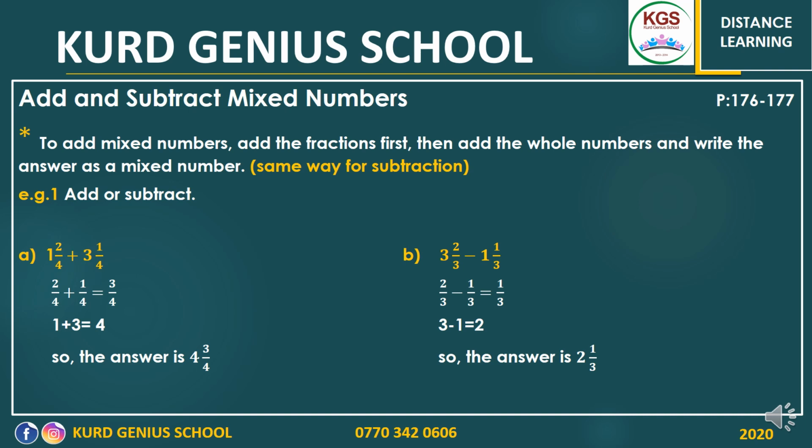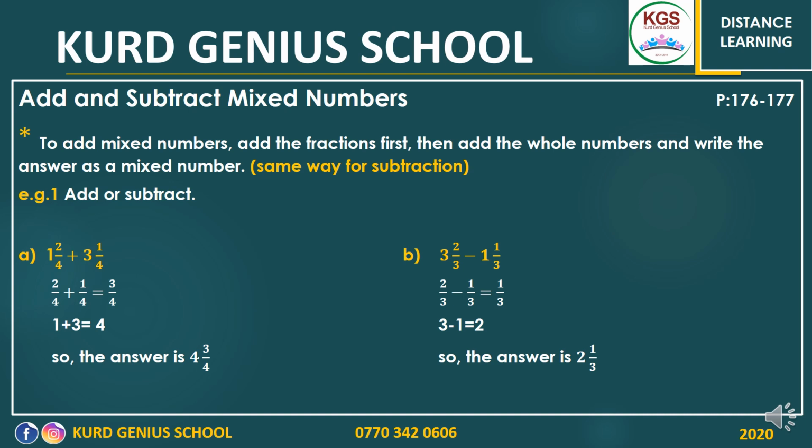B. We have 3 and 2 over 3 minus 1 and 1 over 3. We have to subtract the fractions first, then the whole numbers. 2/3 minus 1/3. Since the denominators are equal, all we have to do is to subtract the numerators. 2 minus 1 is 1. And the denominator stays the same. So the answer is 1/3.